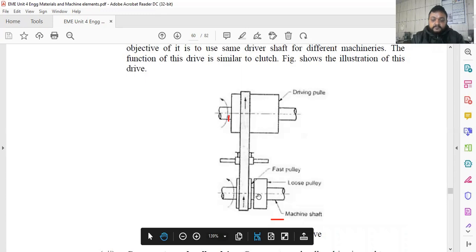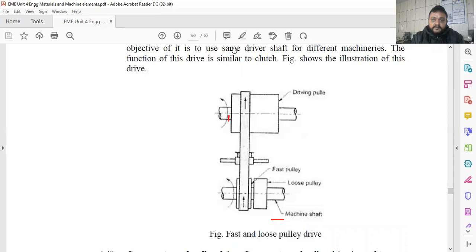Fast pulley, loose pulley is there. By means of this arrangement, this mechanism, you can simply shift this belt from this shaft to this pulley, so that now the driving shaft can run the fast pulley, and when you shift this belt over this loose pulley, then the driving shaft will run the loose pulley.